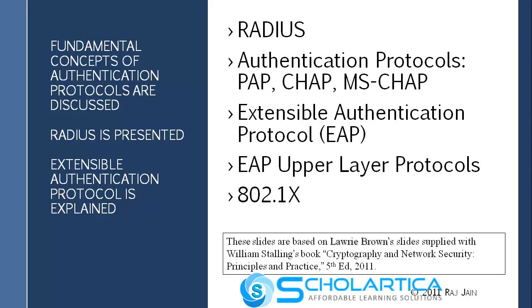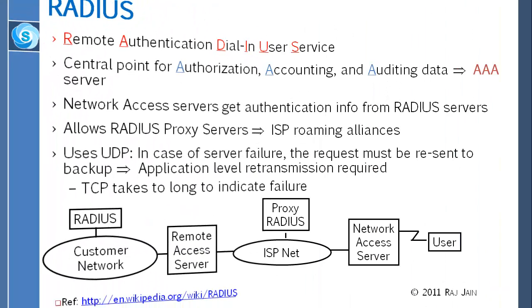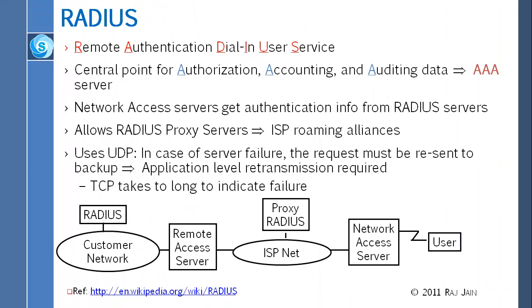AAA has several parts. First is RADIUS, which we'll talk about next. Then several authentication protocols that were used in the past, and then we made EAP, which is Extensible Authentication Protocol, and then we go to 802.1X. So basically three things: EAP, 802.1X, RADIUS, and fourth is the other protocols.